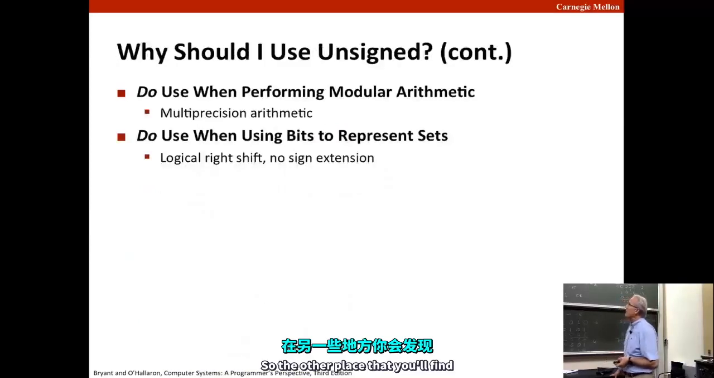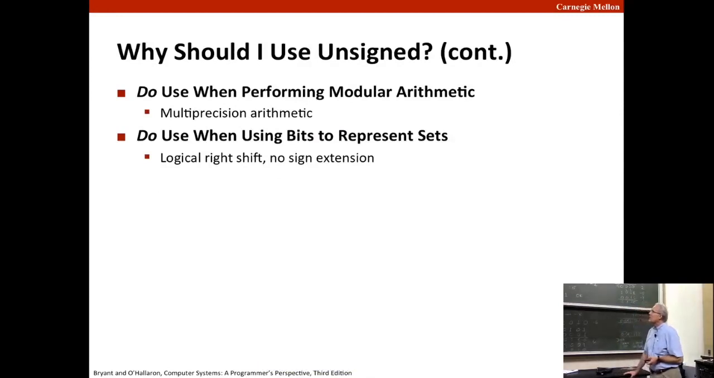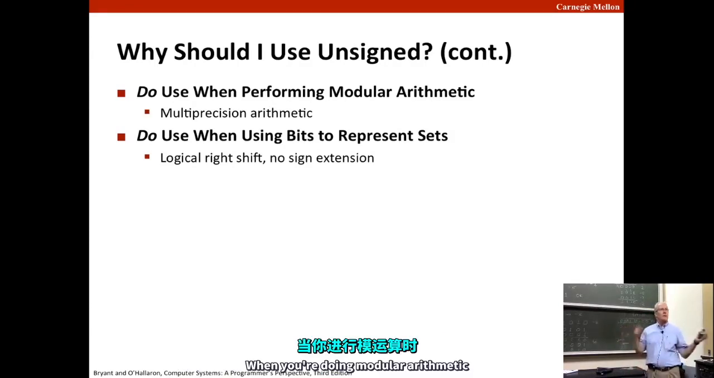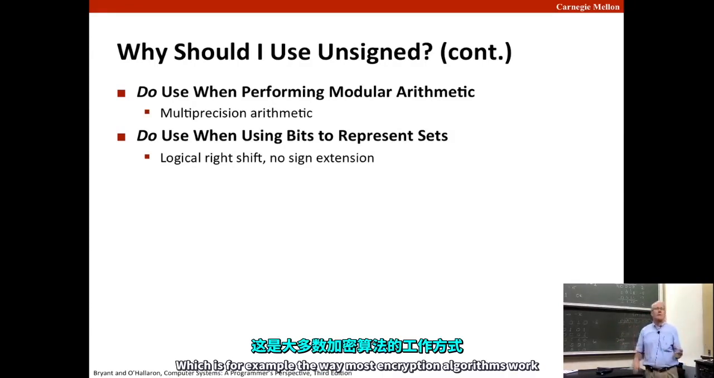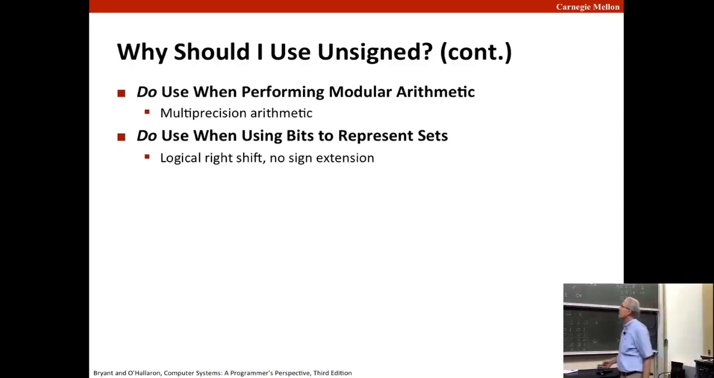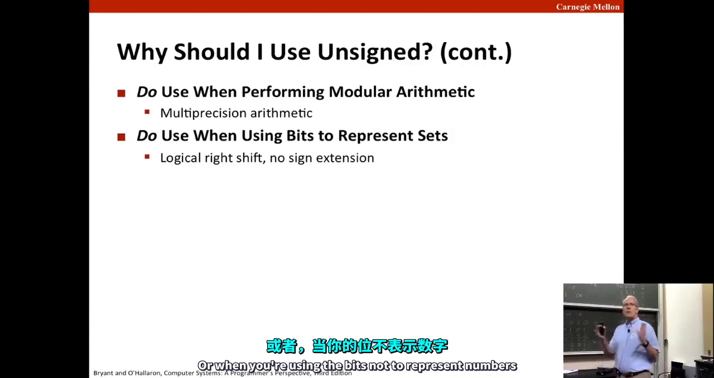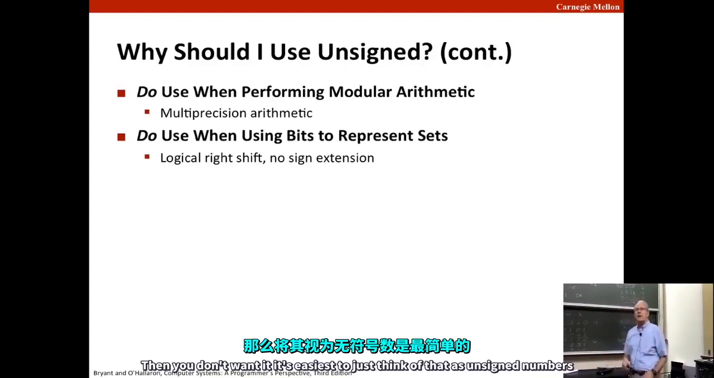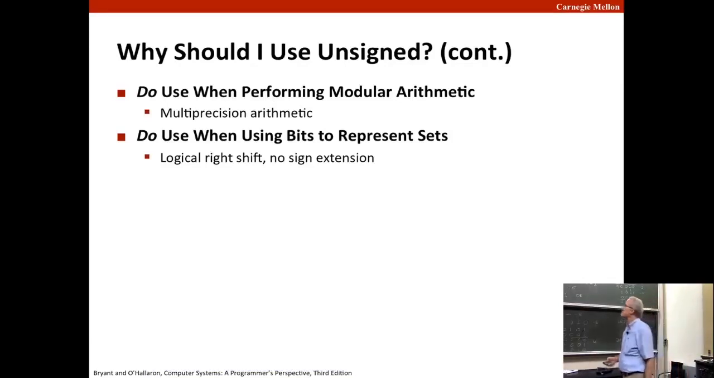So the other place that you'll find unsigned arithmetic and unsigned representation useful is, first of all, when you're doing modular arithmetic, which is, for example, the way most encryption algorithms work, or when you're using the bits not to represent numbers but to represent sets, the way I described it before. Then it's easiest to just think of that as unsigned numbers.